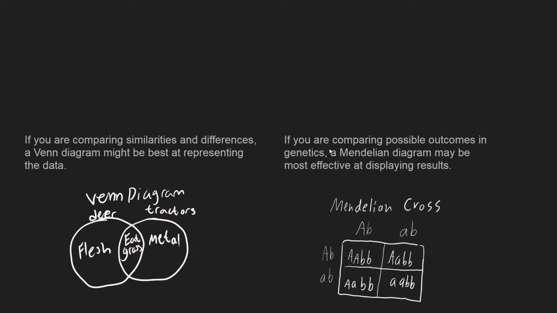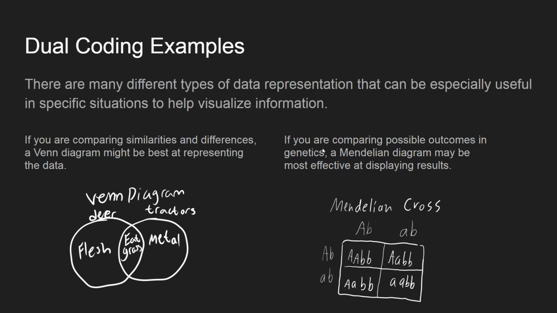Here are some examples of dual coding. There are many different types of data representation that can be especially useful in specific situations to help visualize information. For example, if you're comparing similarities and differences, a Venn diagram might be the best at representing the data. If you're comparing possible outcomes in genetics, a Mendelian cross might be most effective at displaying results.